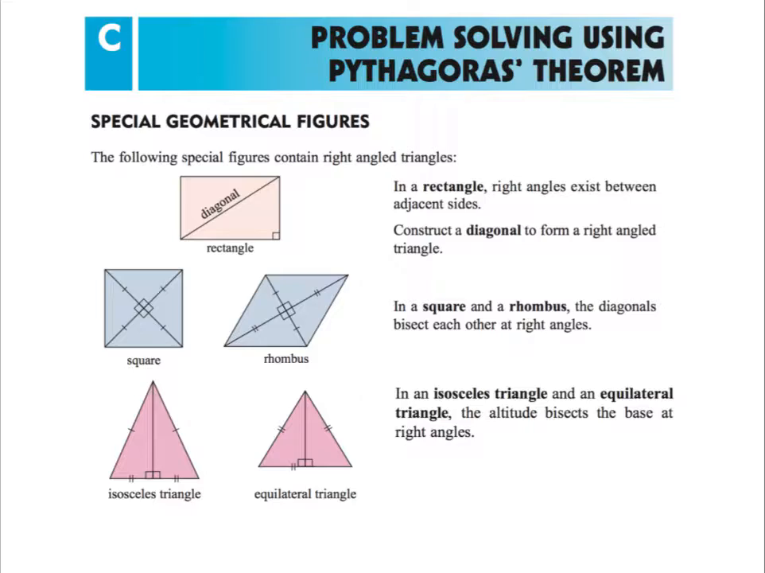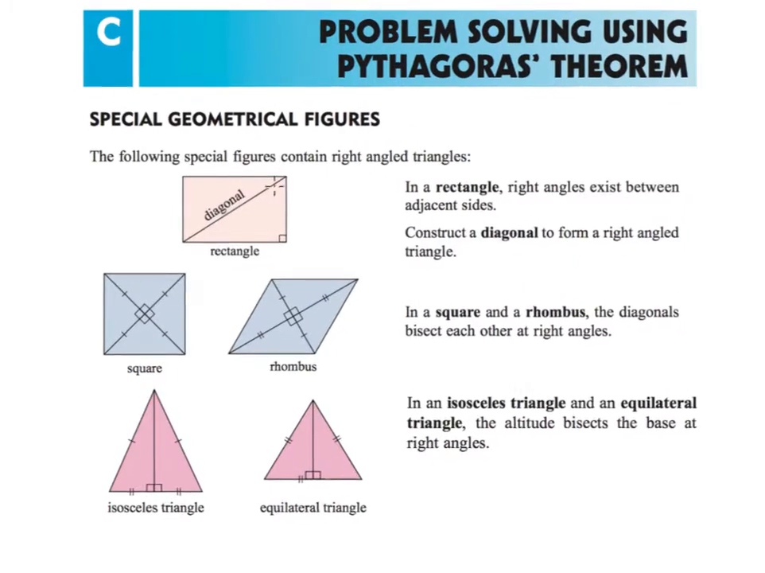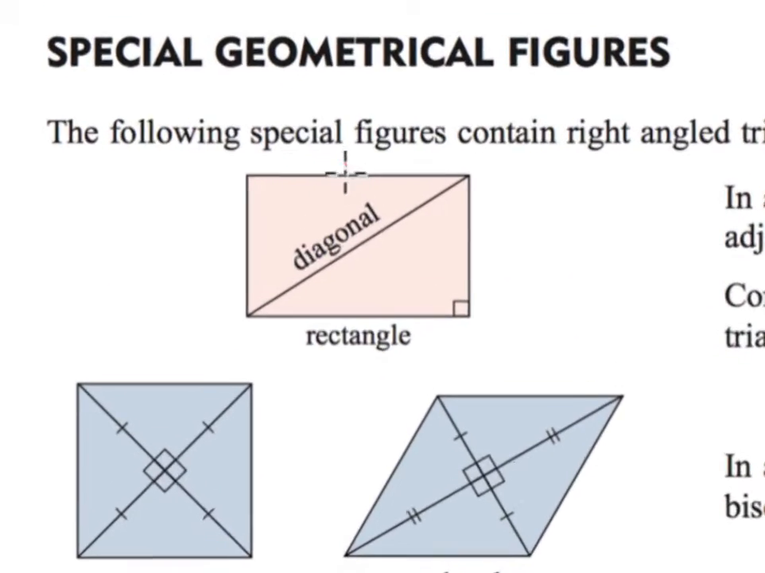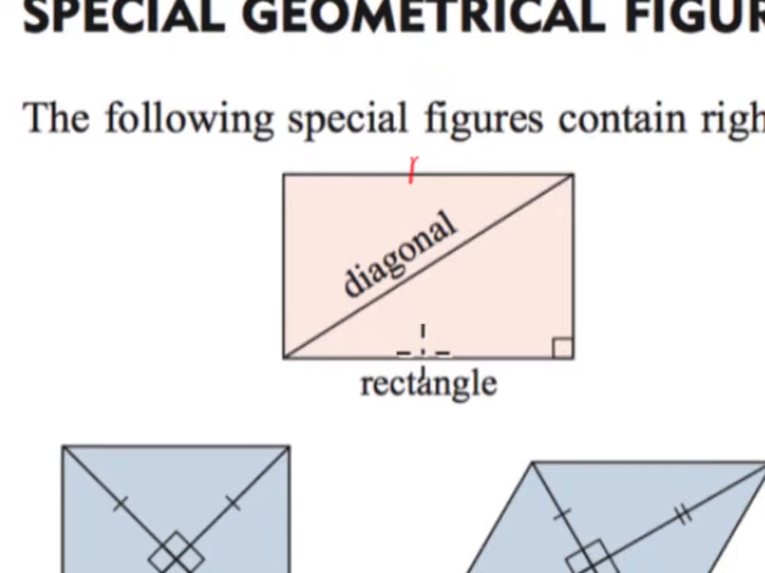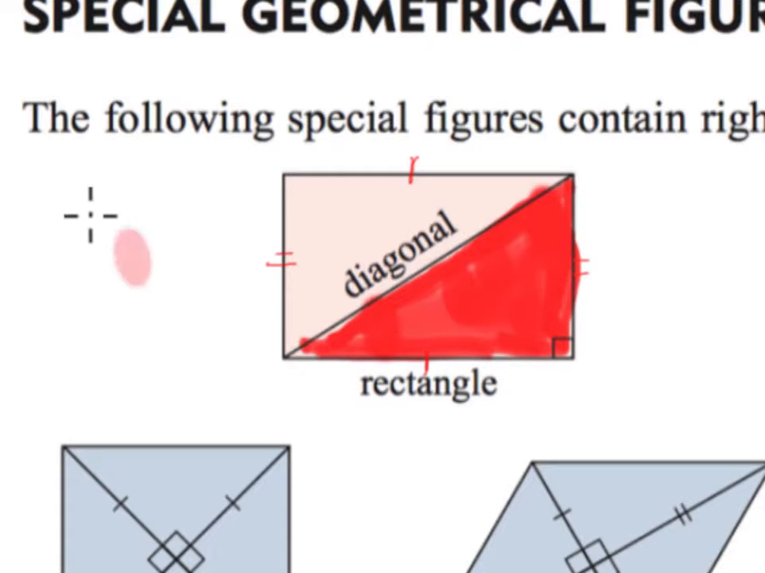Now, in a rectangle, right angles exist between adjacent sides, and opposite sides are parallel and congruent to each other. And then we take a line and connect opposite angles. We form what's called a diagonal. Now notice the diagonal divides this rectangle into two equal triangles, and they're both right triangles. So we can use Pythagorean theorem to solve for a missing side of the rectangle or for the missing diagonal of the rectangle.